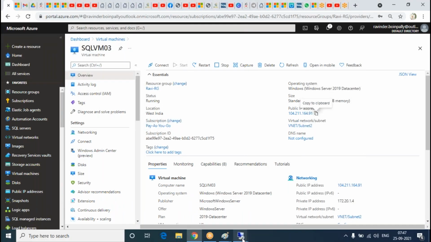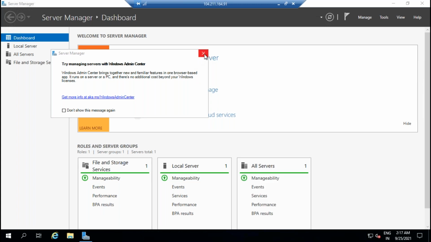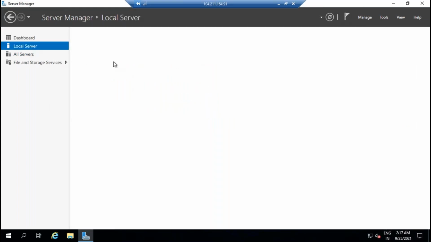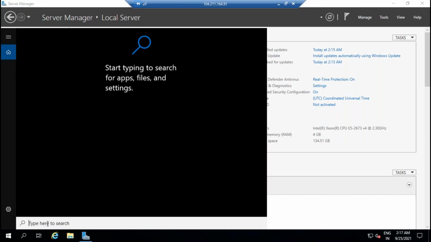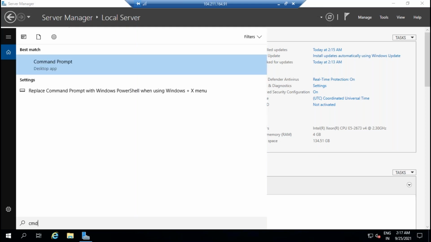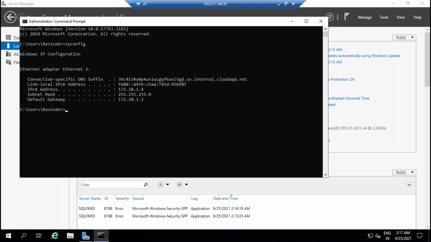The other one should be 172.20.1.4. You see the machine name here, SQL VM03. It is in a different subnet. We kept it in a second subnet, 172.20.1.0/24. So this machine should also load into that IP range. See, 172.20.1.4. Now let's do the communications between these VMs.